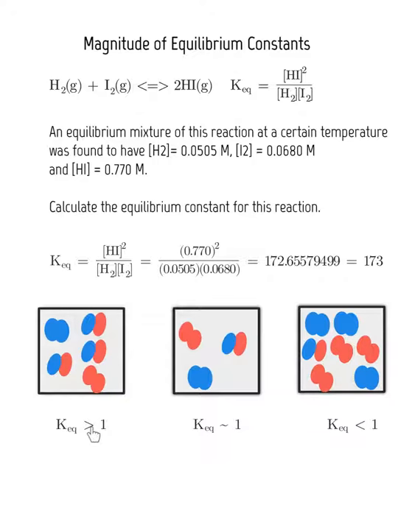So in these scenarios, we can tell that the equilibrium favors the products if K is much greater than 1. We have about an equal amount of reactants and products if the equilibrium constant is about 1. And then we have the reactants being favored if our equilibrium constant is much less than 1.